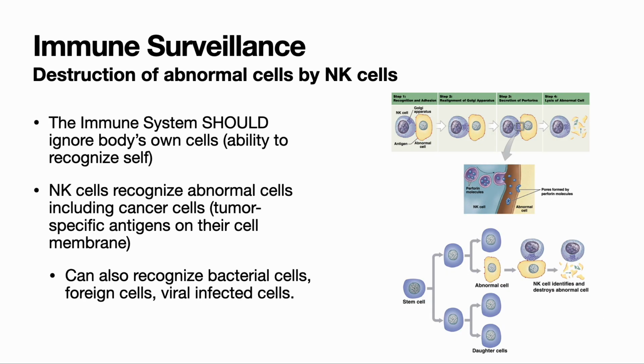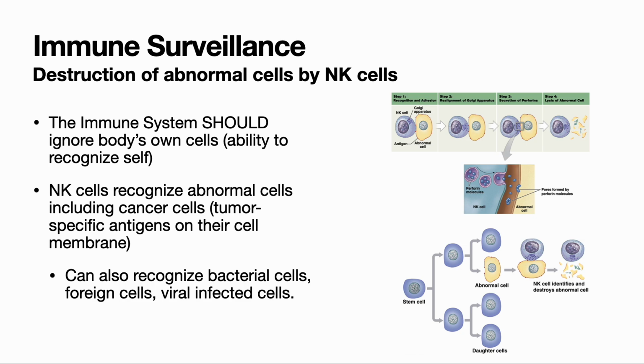Our third mechanism is immune surveillance by natural killer cells. So natural killer cells are always on the hunt for abnormal cells in your body. Those abnormal cells may be your own cells that have been infected with a virus, or they could be your own cells that have become cancerous.